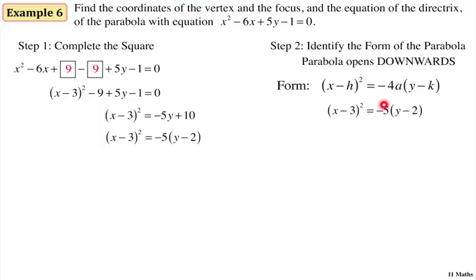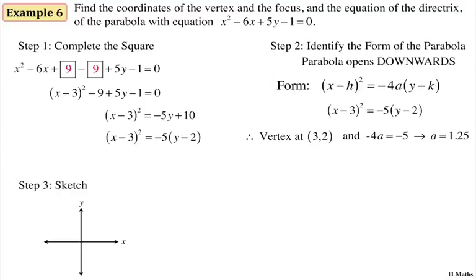So here's our formula when it opens downwards. It has a minus in it. Let's look to see what the vertex is. The vertex will be plus 3, comma, plus 2. So I know the vertex. If I look in front of my y bracket, minus 4a equals minus 5. Divide both sides by minus 4. Minus 5 divided by minus 4 is 5 on 4, or 1.25 if I write it as a decimal.